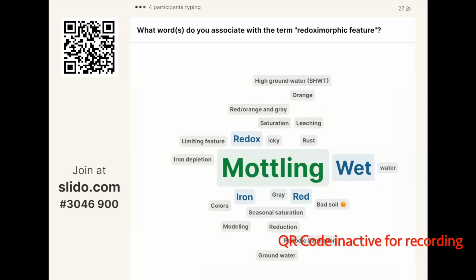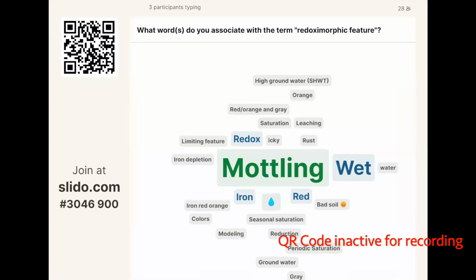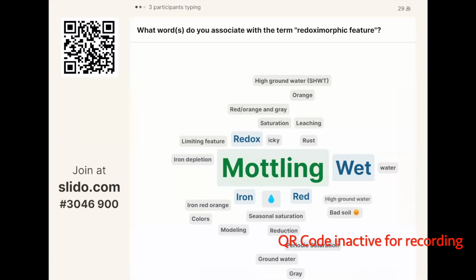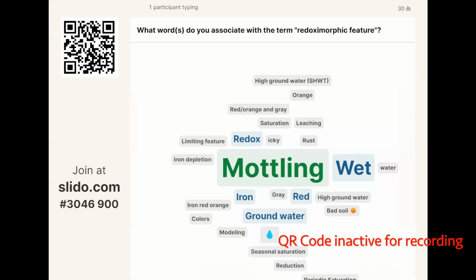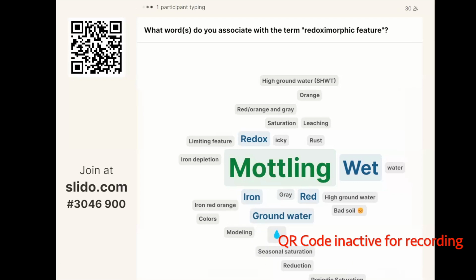Oh, bad soil. There's the one. Bad soil with a frowny face. So you roll up your newspaper and swat that soil profile on the nose and tell them they're bad. So yeah, these are some good answers here, and I think a lot of them are fairly correct. I don't see anything that's necessarily wrong. Icky, that's a good one. I just see that one popped up in there.